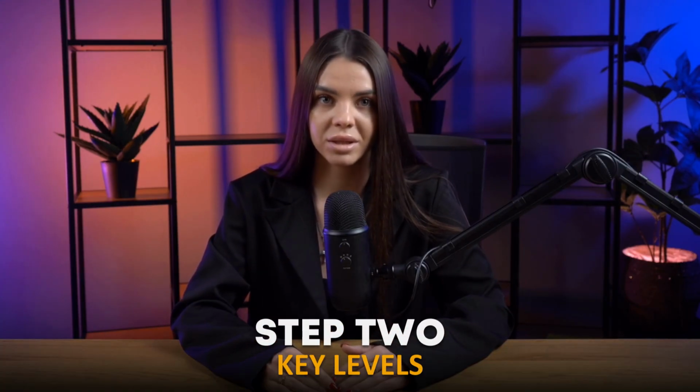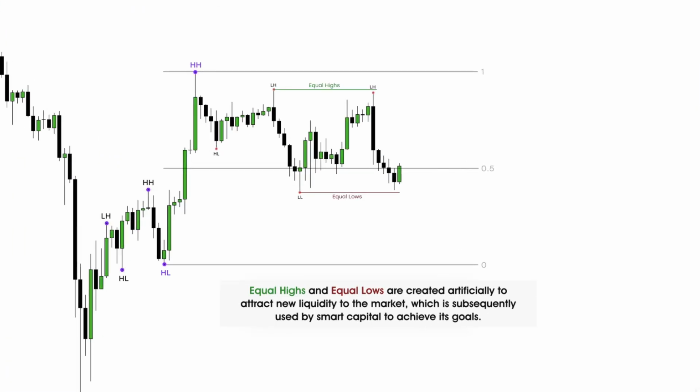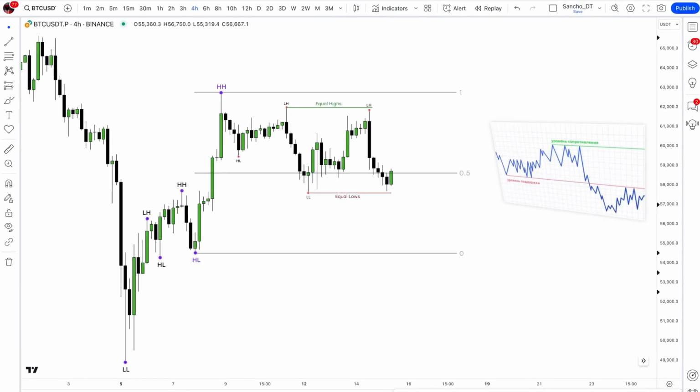Next, highlight key price levels. In our example, these are equal highs and lows, artificially created to attract less informed traders' money. This capital is then used by smart money to achieve their goals. It's important to understand that from a smart money perspective, these levels are not support and resistance in technical analysis, but zones of critical liquidity concentration that will inevitably be breached.